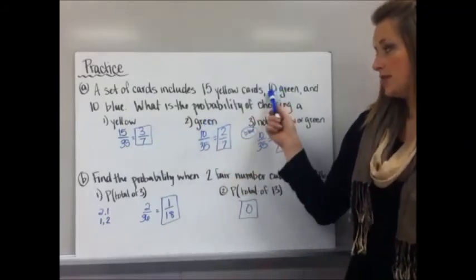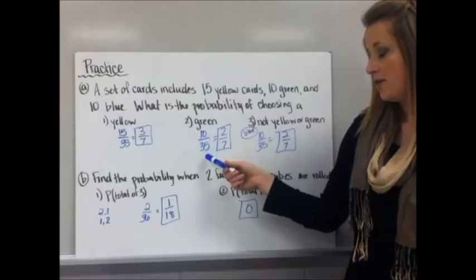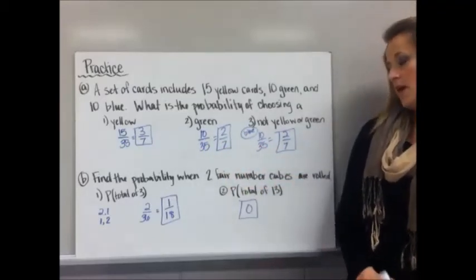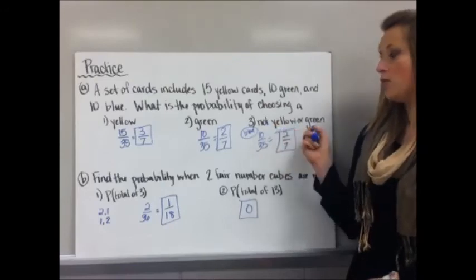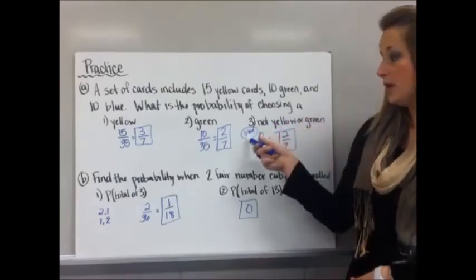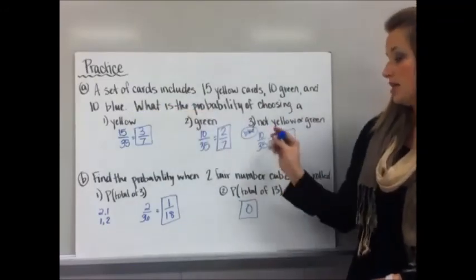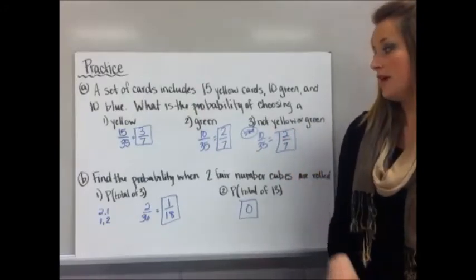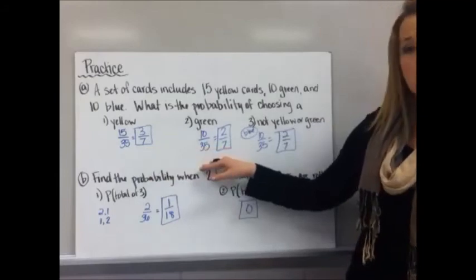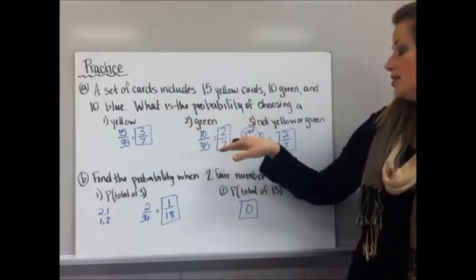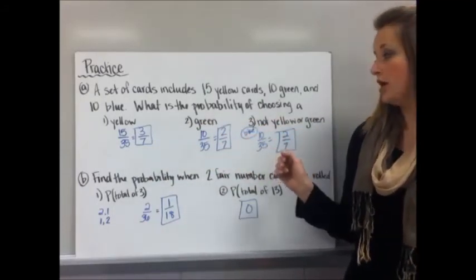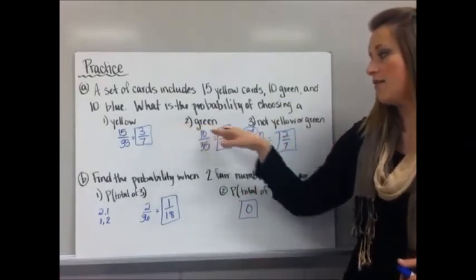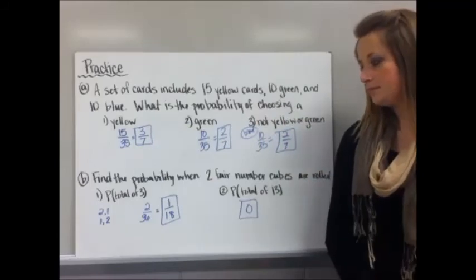The green cards, there's 10 of them. There's 35 altogether. That simplifies to 2 over 7. The probability of it not being a yellow or a green means it is a blue. There are 10 blue cards, so 10 out of 35 is 2 over 7. Or you may have thought of that as a complementary event. 5 out of 7 cards are either yellow or green, so the ones that are not yellow or green would be the complement to that, 2 over 7, because 5 plus 2 is 7.